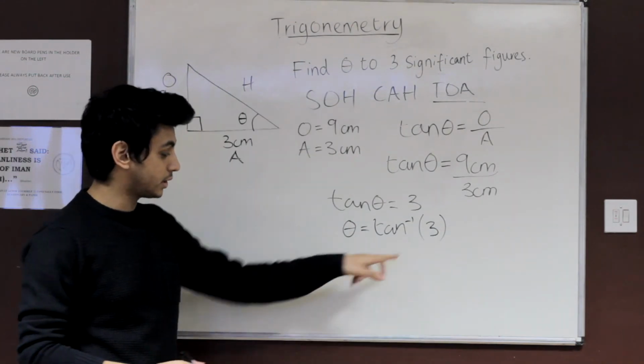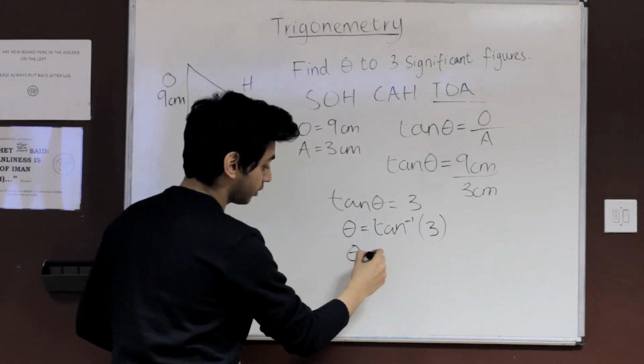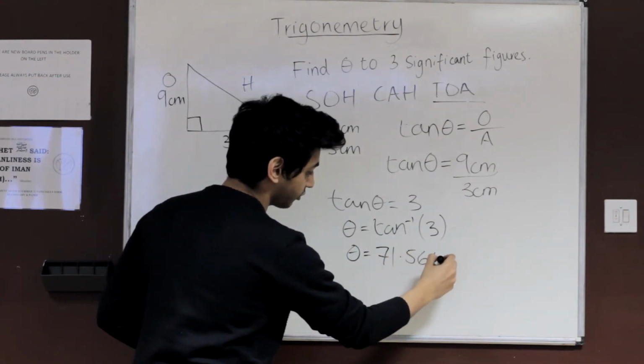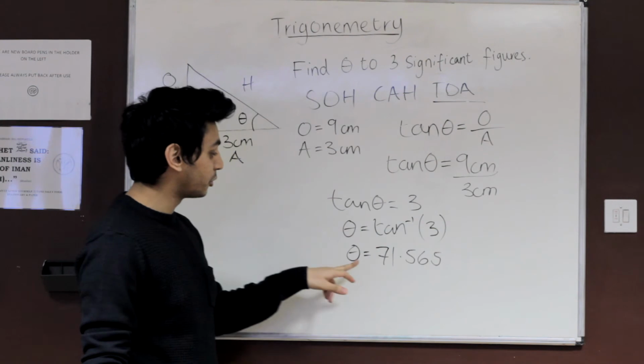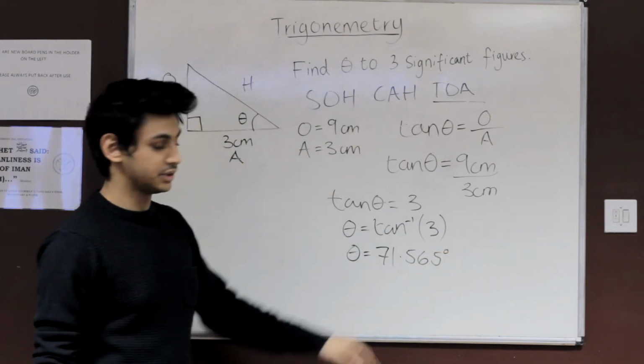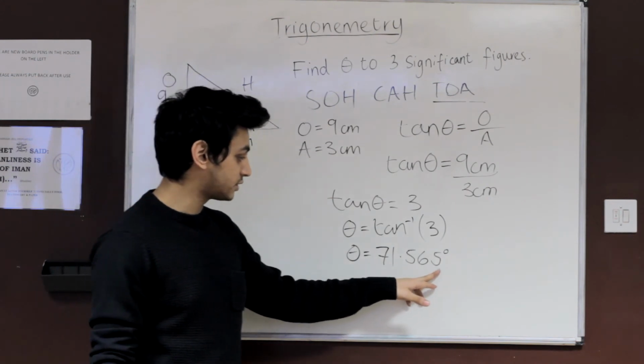Plug this into your calculator and you'll get a value of theta equals 71.565. Now that you've done that, remembering that our theta is an angle, we're just going to put degrees. So we know it's 71.565 degrees.